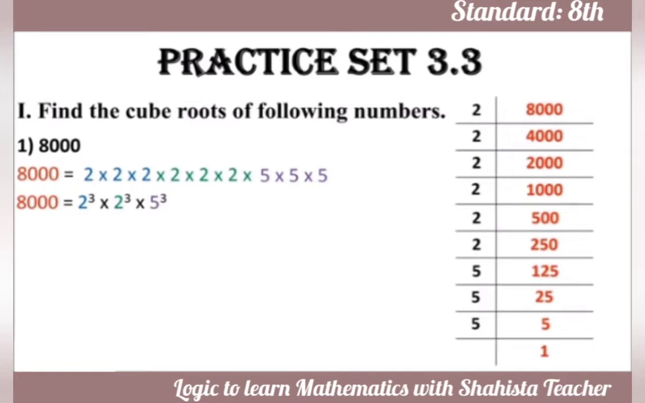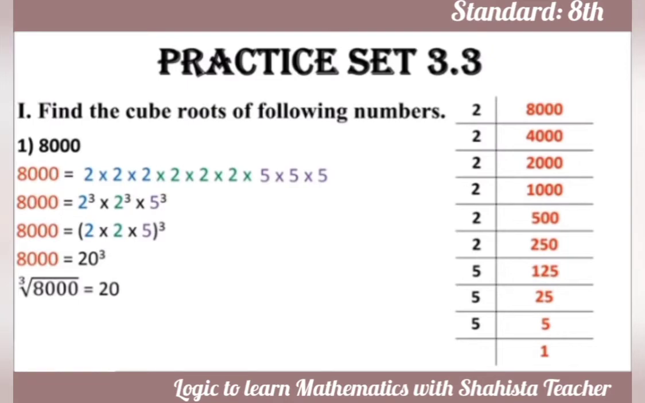So 2 twos are 4 and 4 fives are 20. We write 8000 equal to bracket 2 multiplied by 2 multiplied by 5, close the bracket, with power 3. Now 2 twos are 4, 4 fives are 20. So 8000 is equal to 20 cube. So the cube root of 8000 is equal to 20. Is that clear, my dear students?